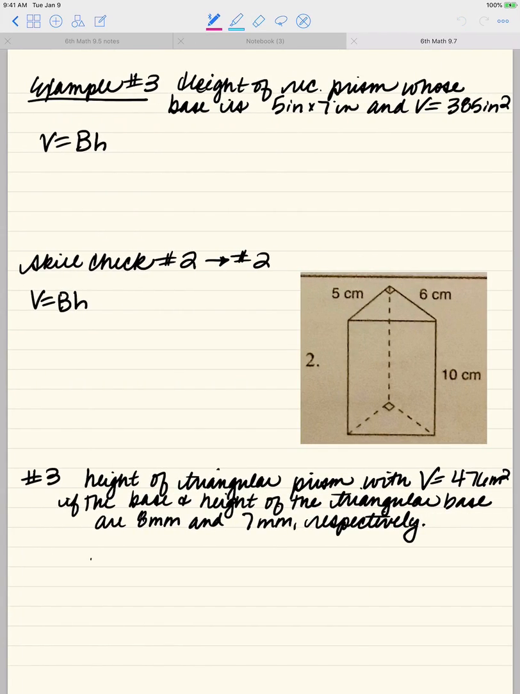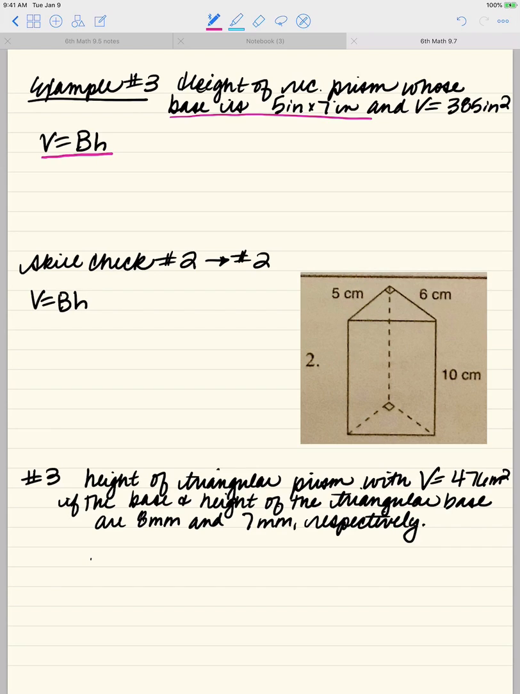Example number 3. What is the height of a rectangular prism whose base is 5 inches by 7 inches and the volume is 385 inches squared? Okay, so we need to plug in what we have. We know our formula is V is equal to big B times H. Okay, so we are given the fact that the base is 5 inches by 7 inches.